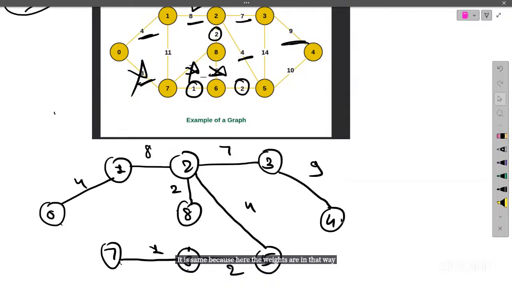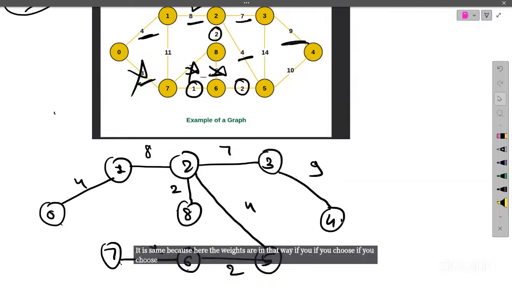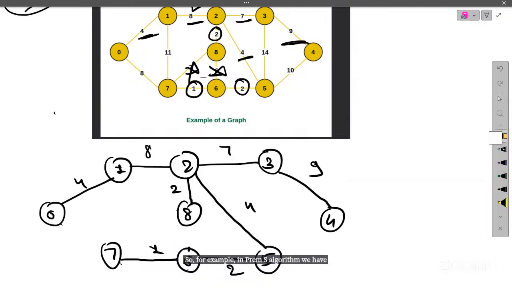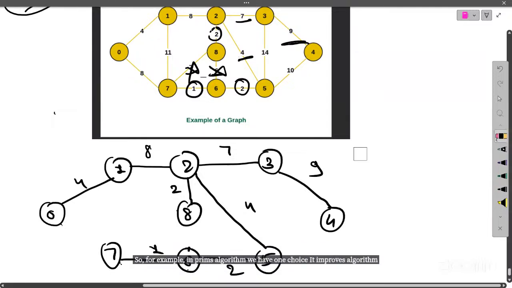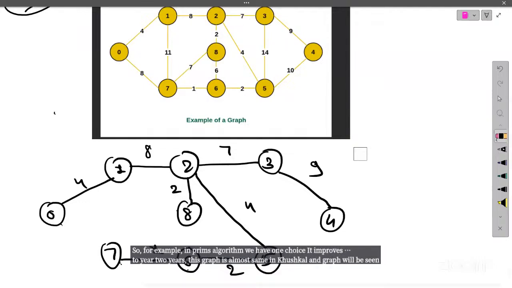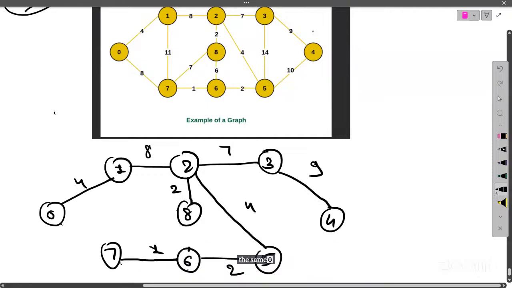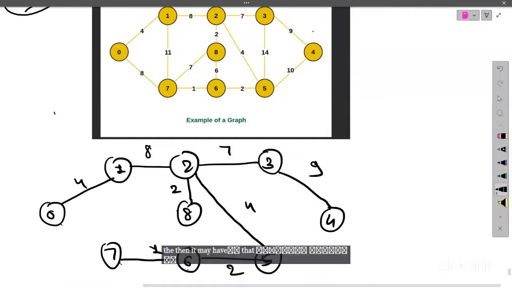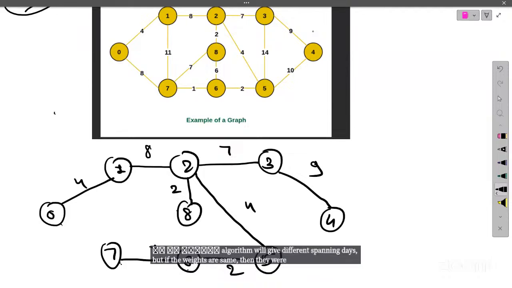If there are some choices, so for example in Prim's algorithm we have one choice, right? In Prim's algorithm, yeah, the graph is almost same. In Kruskal's and Prim's algorithm, the graph will be same unless the weights are distinct. So for example here, if I make all the edges with the same weight, then it may happen that Prim's algorithm and Kruskal's algorithm will give different spanning trees.